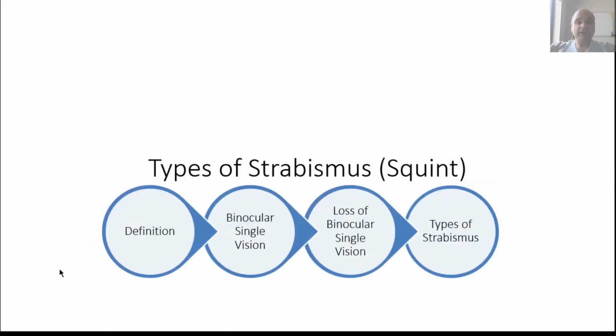So now that we have understood, hopefully, what binocular single vision is, and what happens when you lose binocular single vision, i.e. confusion and diplopia, and how the visual system overcomes these two things by formation of separation scotoma and in the longer term amblyopia, we are going to talk about types of squint.